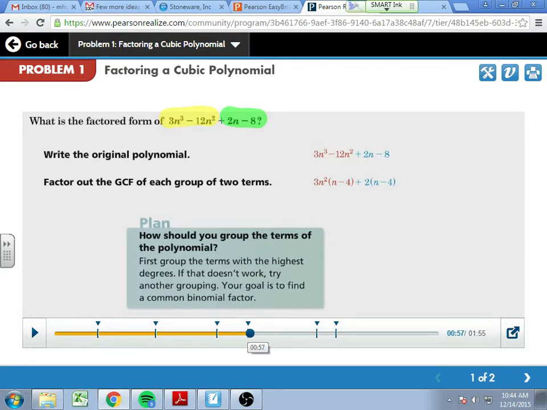I would almost rewrite this up here, 3n cubed and 12n squared, and put that in parentheses and then do plus, and in parentheses do 2n minus 8. You don't have to, but it will help you see that we broke it up and made it 2 different groupings. Wait a minute, but isn't that a minus?